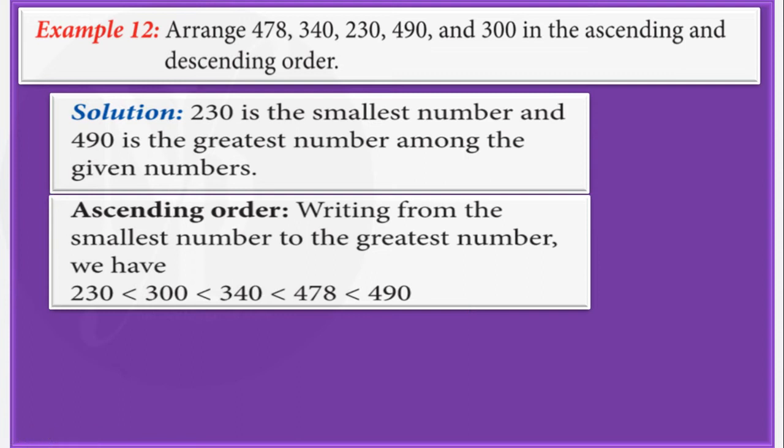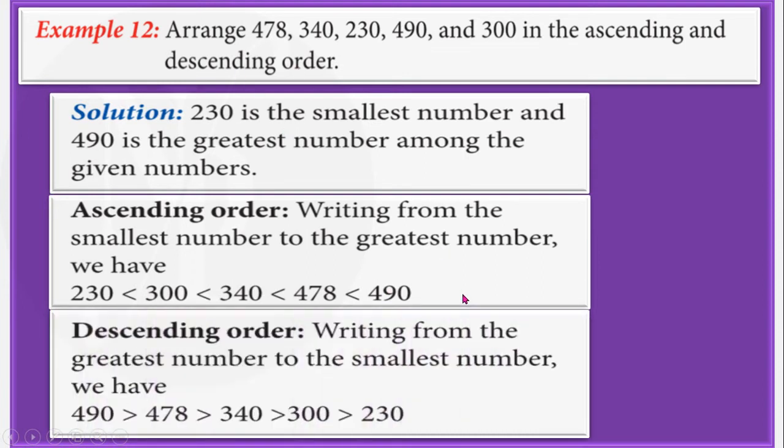So after writing the given numbers in ascending order, we have to write the same numbers again in descending order also. So descending order, writing from the greatest number to the smallest number we have. So once we get ascending order, we can easily write descending order of the same numbers. So just reversing the order by changing the symbol here.